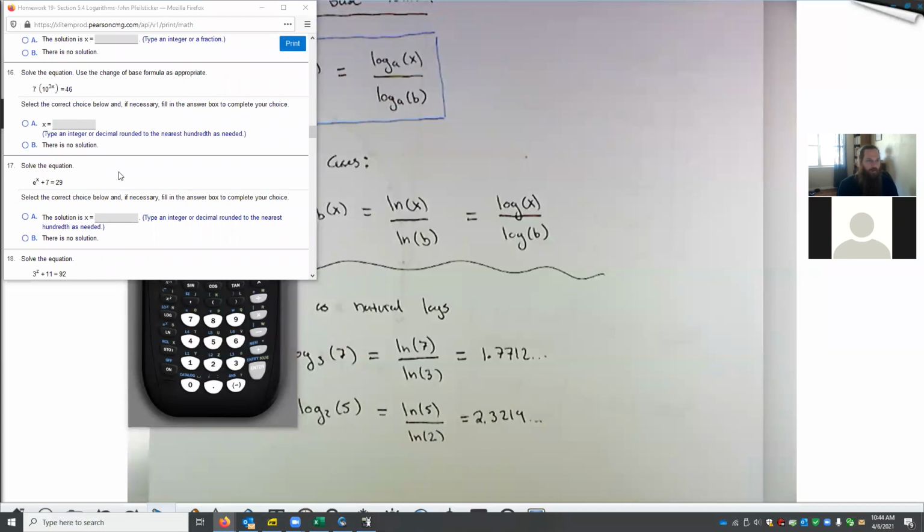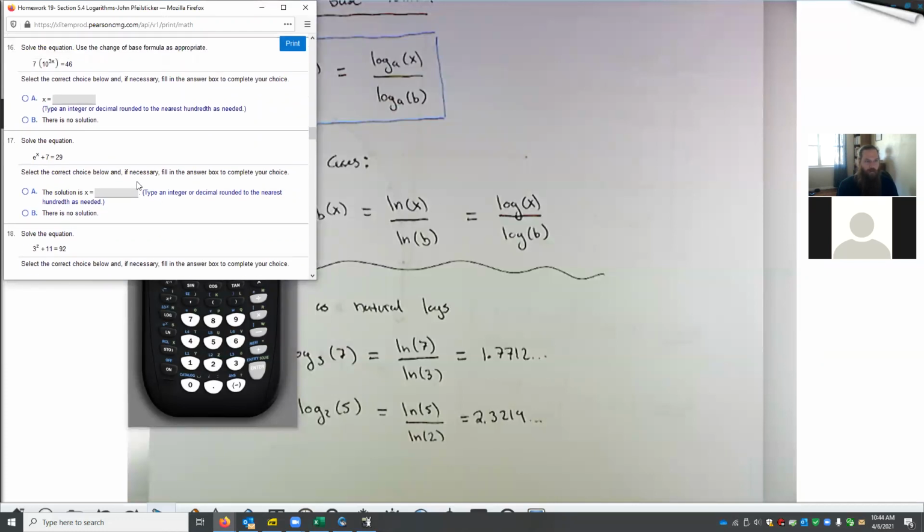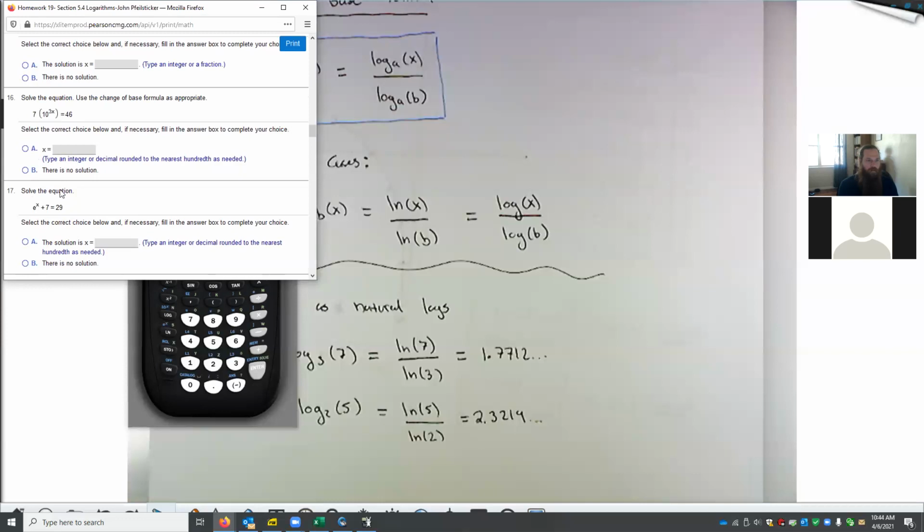If you do run into any sort of trouble, don't hesitate to come by office hours. I'm happy to help. Remember, to solve equations like these, you need to first rewrite them as some number to the x equals some other number.